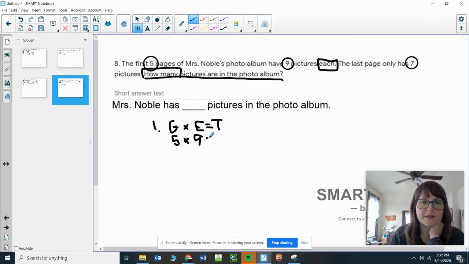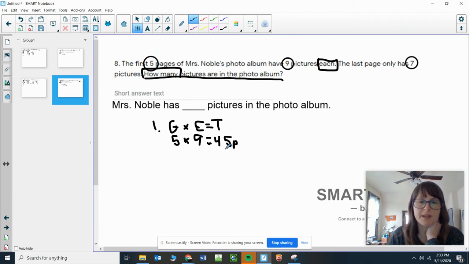So that tells me I'm multiplying, and I have 5 times 9, which gives me, I'll give you time to think about it, 45. And I'm going to go ahead and label this as pictures with a P. Okay, so I've got 45 pictures here. This tells me only about the first 5 pages.